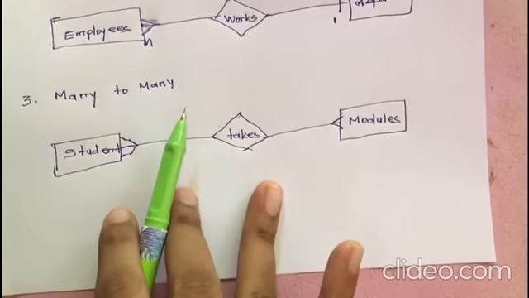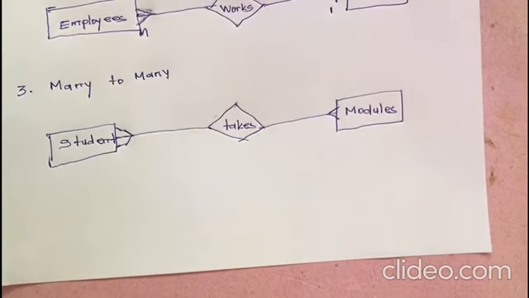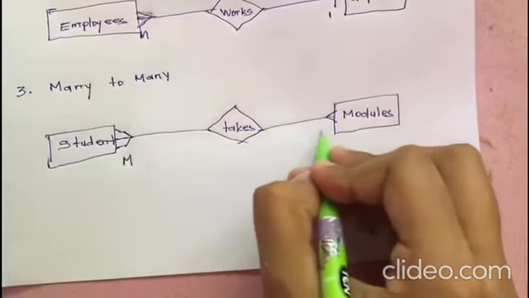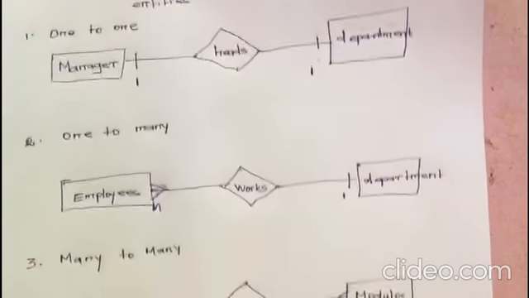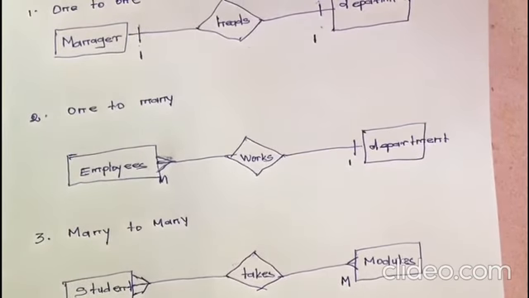Then many-to-many. Students take modules. Like one student can take many modules, and that module can be taken by several students. Like science can be taken by several students, and several students can take science. So it has a many-to-many relationship. This is the way that we denote these cardinalities in an ER diagram.